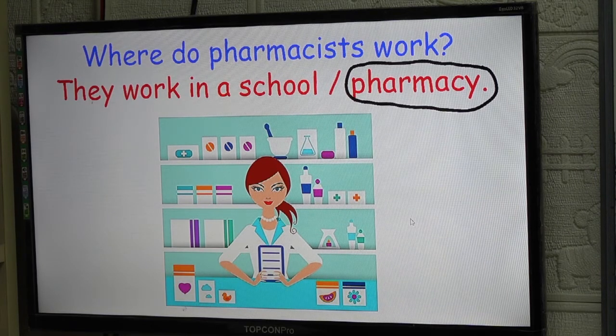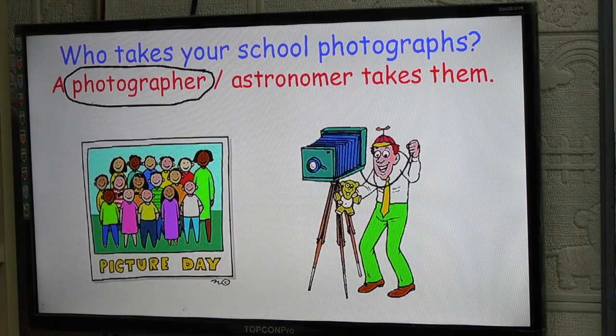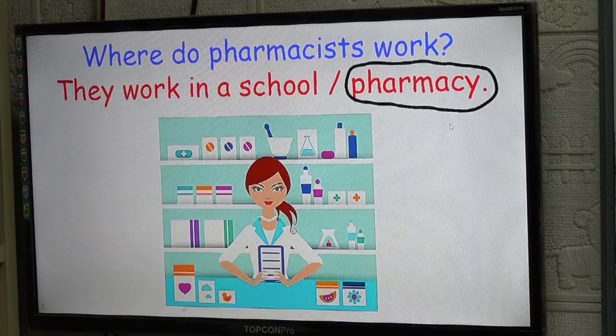So who works in a school? If a pharmacist does not work in a school, then who works in a school? The teachers, right? The teachers work in a school. Just like here, right? That is the teacher, if you can see. Yep, a teacher works in a school. And students learn in a school, right? So don't get confused between school and pharmacy, two completely different things. Where do pharmacists work? They work in a pharmacy. Remember to say it as well.